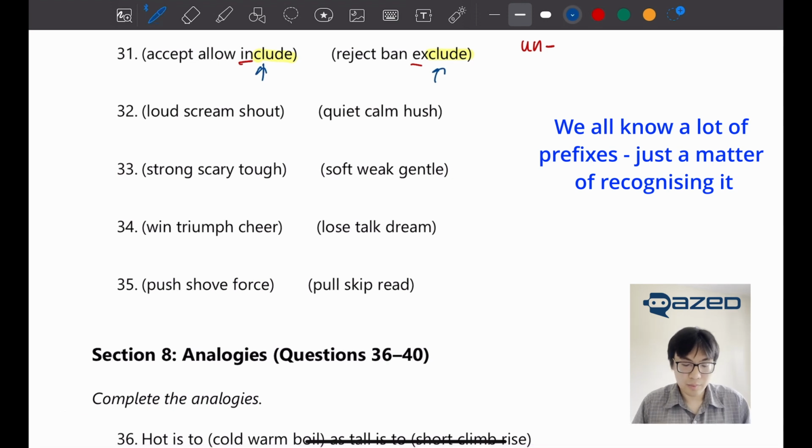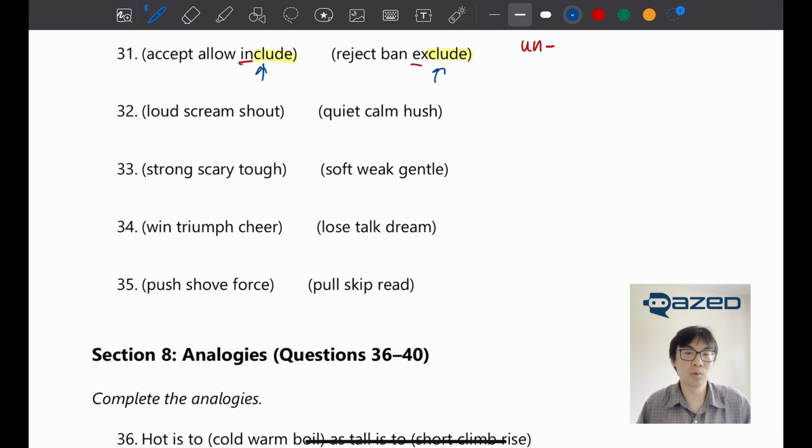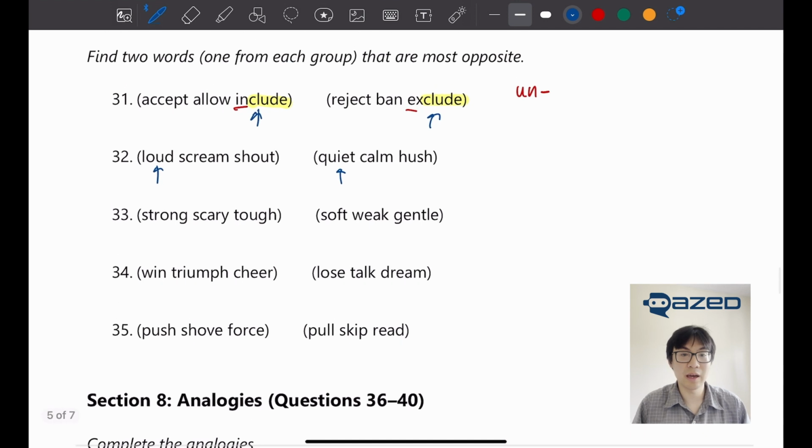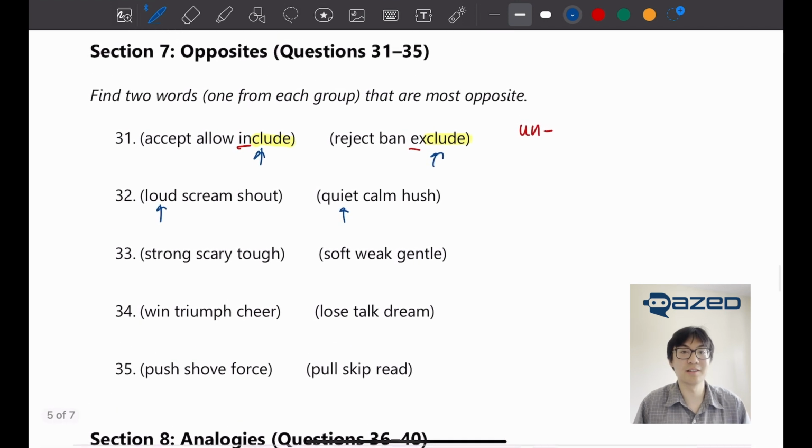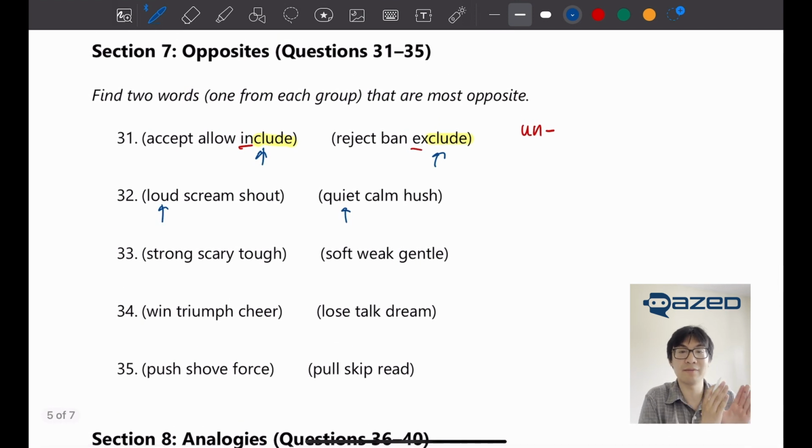So 32, we have loud, screaming, shouting. These words are all loud. And then the same thing, quiet, calm, hush, all very chill words. But don't let the words distract you. Loud and quiet are obviously the most opposite in meaning. Not saying that scream and calm are not opposites, but if we go back, we want the most opposite. So the words that have directly that definition and then directly the opposite definition.